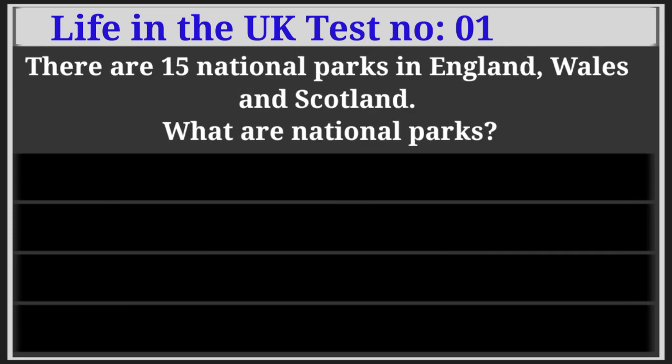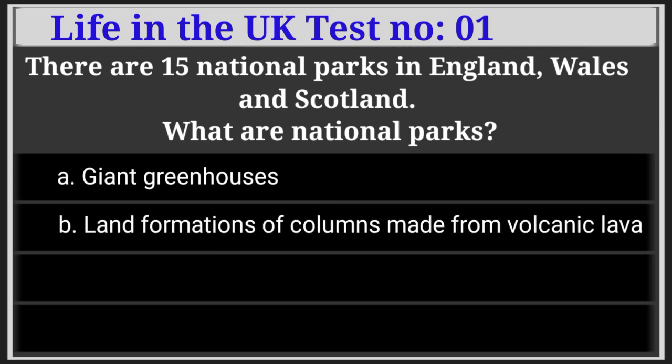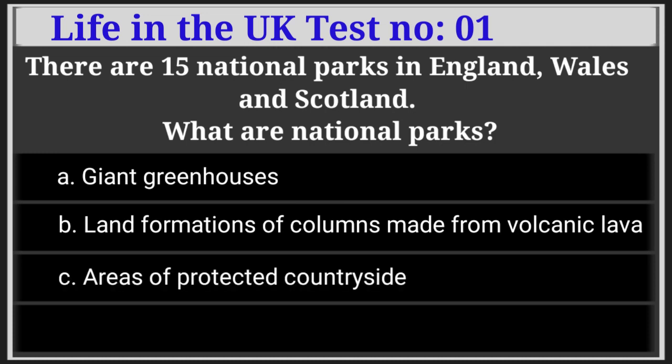Life in the UK test. Question 13 of 24. There are 15 national parks in England, Wales and Scotland. What are national parks? A. Giant greenhouses. B. Land formations of columns made from volcanic lava. C. Areas of protected countryside. D. Medieval buildings. The correct answer is C.